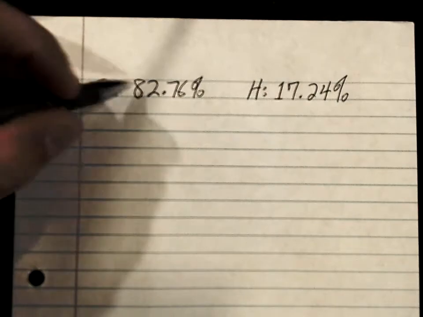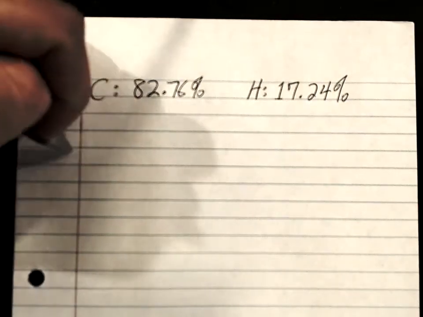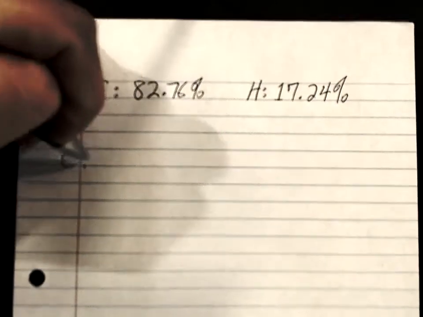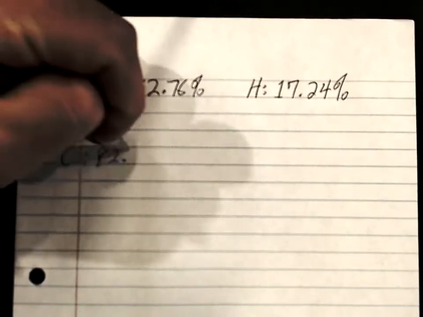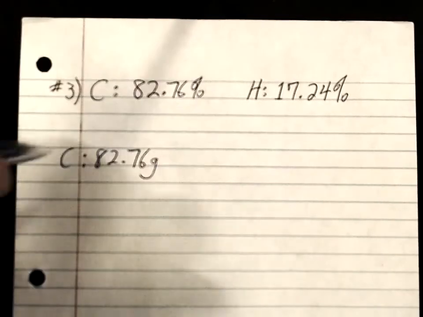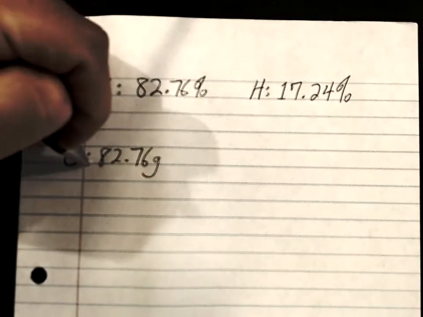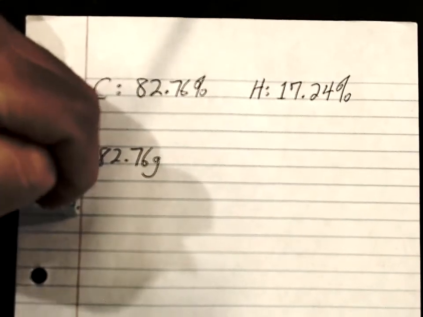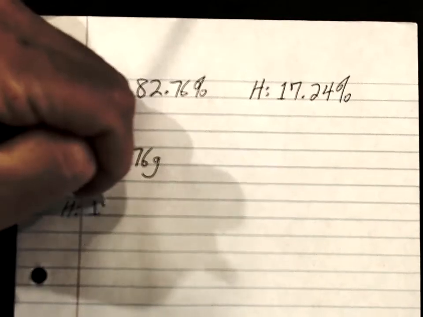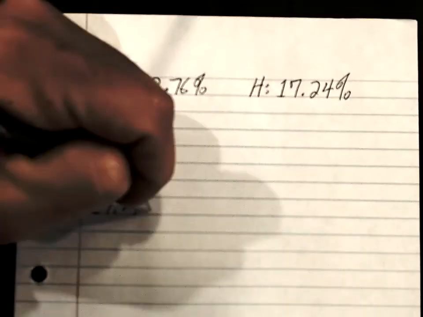All right, so carbon coming in at 82.76%. We'll just rewrite that carbon at 82.76 grams. That's always the first step. Make the percents into grams. If they're already grams, you're good. Hydrogen, we're going to say 17.24 grams.